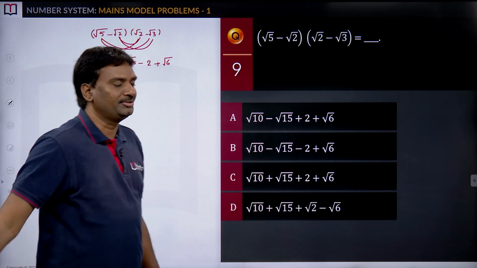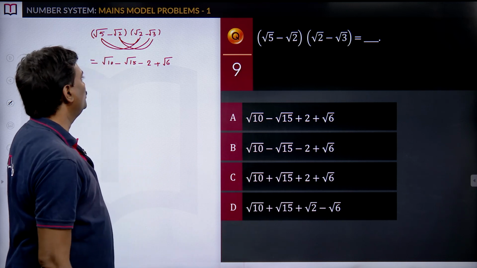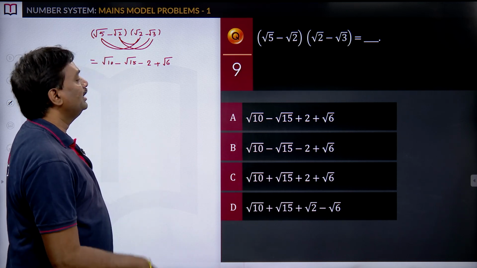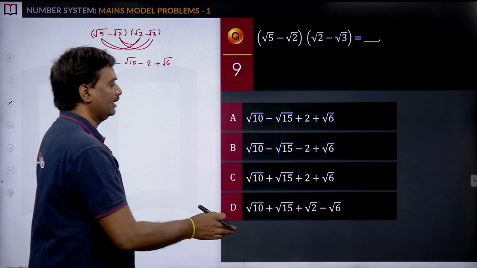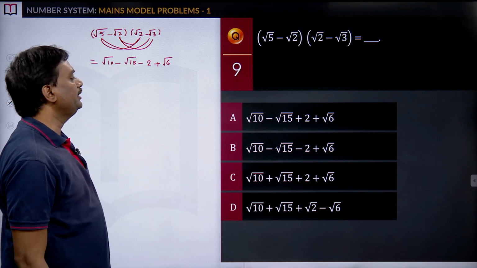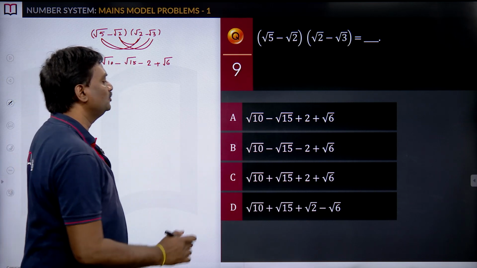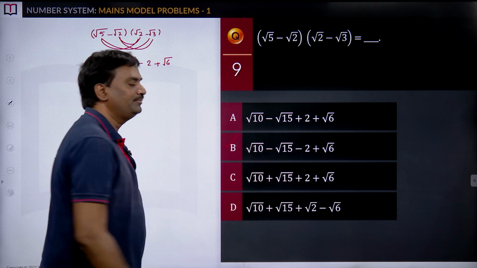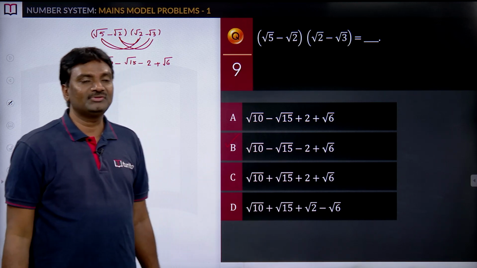So, look at the options. If you take option A, root 10 minus root 15 plus 2 is there. So, option A is not correct. If you take option B, root 10 minus root 15 minus 2 plus root 6. So, that is why we can take option B as the correct option.